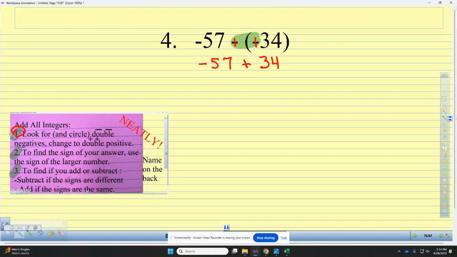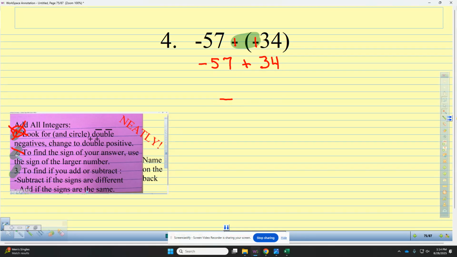Step 2, to find the sign of your answer, use the sign of the larger number. So which is the larger number here? Hopefully you're saying negative 57, because I've got 57 negatives, 34 positives. So that tells me my answer is going to be a negative.